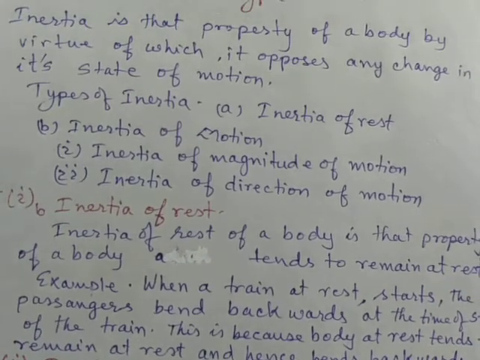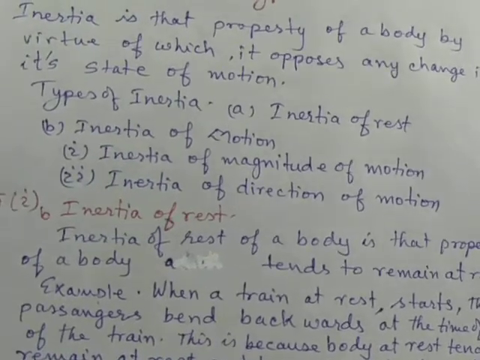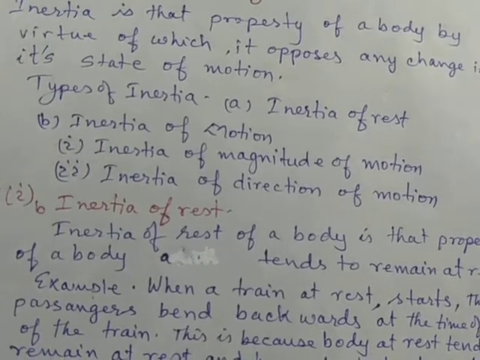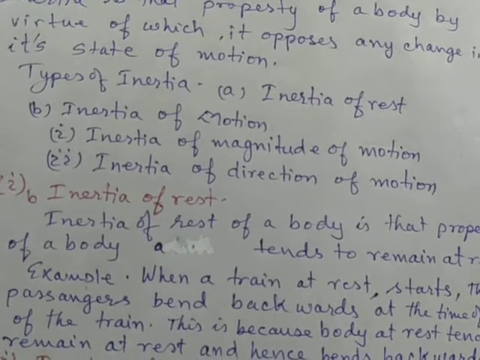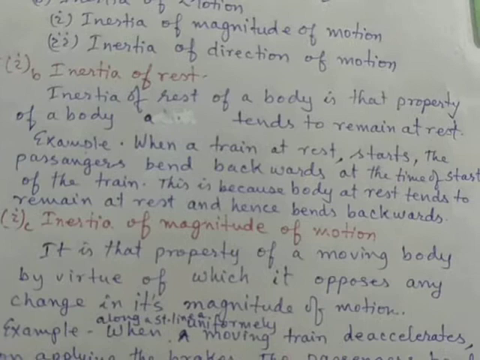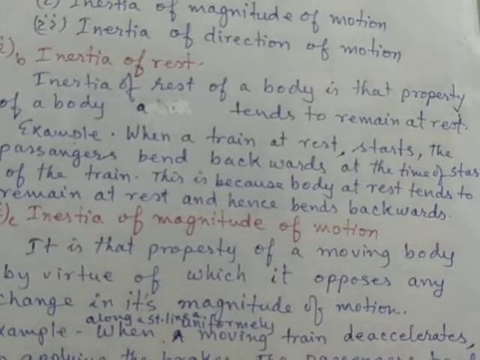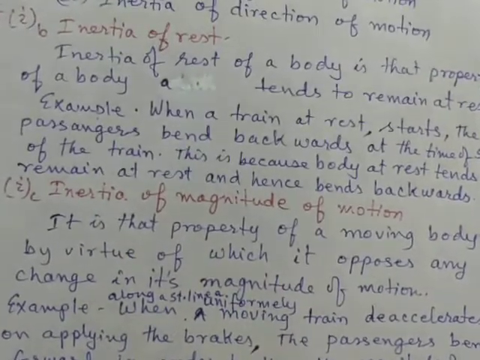Now the types of inertia are inertia of rest, inertia of motion, and then inertia of motion is further divided into two parts: inertia of magnitude of motion and inertia of direction of motion. You know what is inertia of rest? When a body is at rest, it is that property by virtue of which it tends to remain at rest.